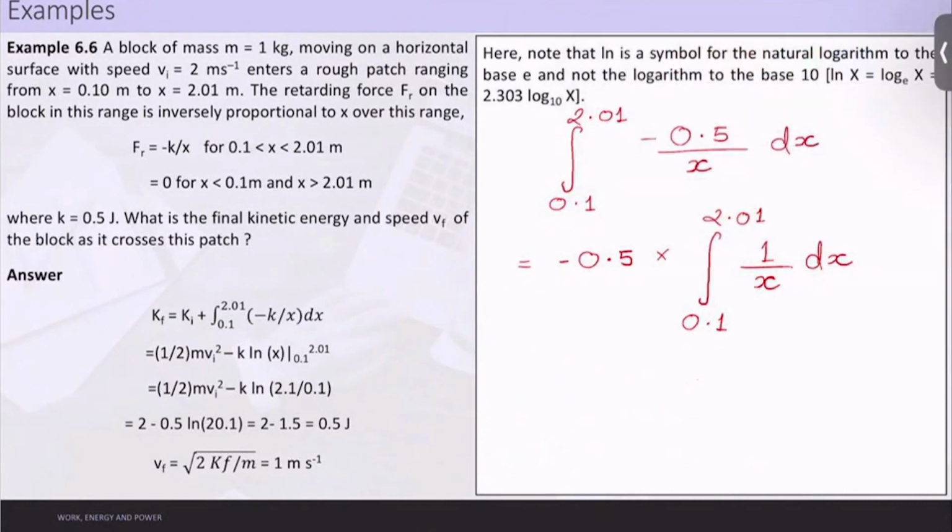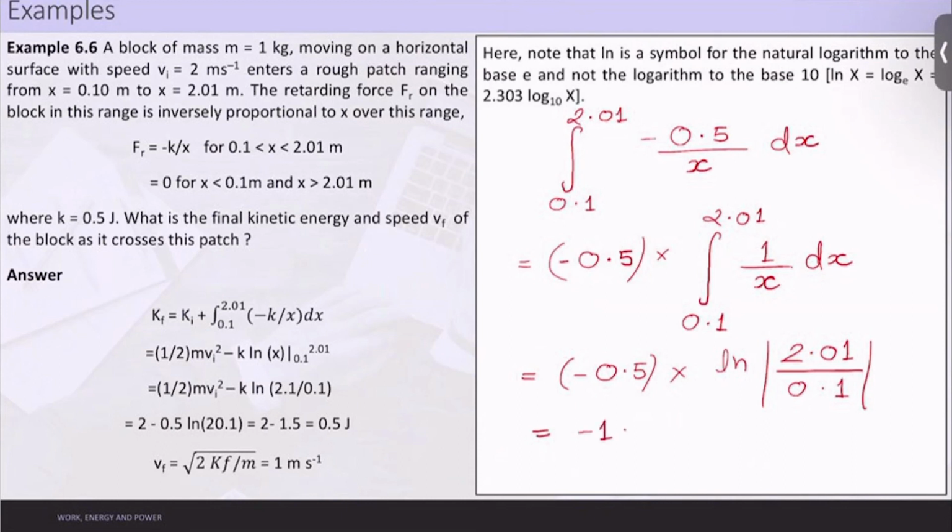Therefore, now using the simple relation, I can write this integral to be equal to minus 0.5 into ln mod 2.01 upon 0.1. Fine. That thing being said, when you calculate this value, you will get this to be equal to minus 1.5 joules. So you have this integral value, and you calculate the kinetic energy value to be equal to 2 joules. Then what is the final kinetic energy? Final kinetic energy is nothing but equal to 2 minus 1.5, which is equal to 0.5 joules.